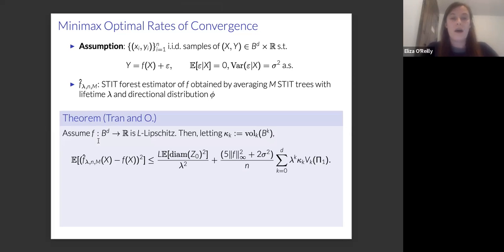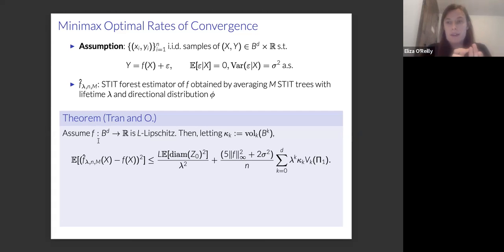So our first result makes the assumption that f, our unknown function, is Lipschitz. And in this case, we have the following upper bound on our generalization error, or risk, of our estimator, which is the expected value of the squared difference of our estimator minus the true function applied at our random input.